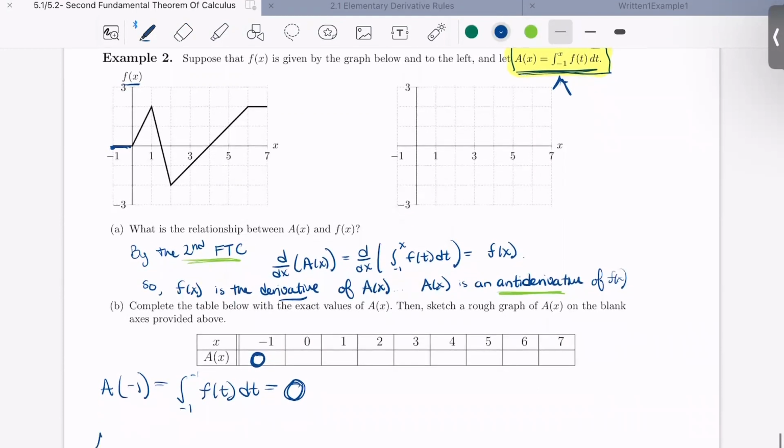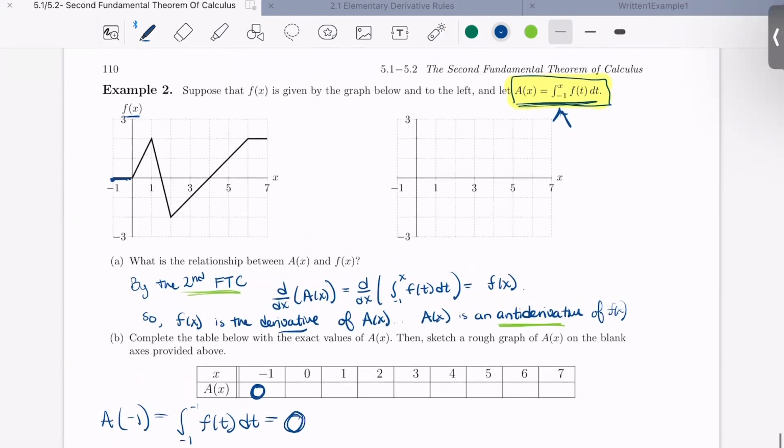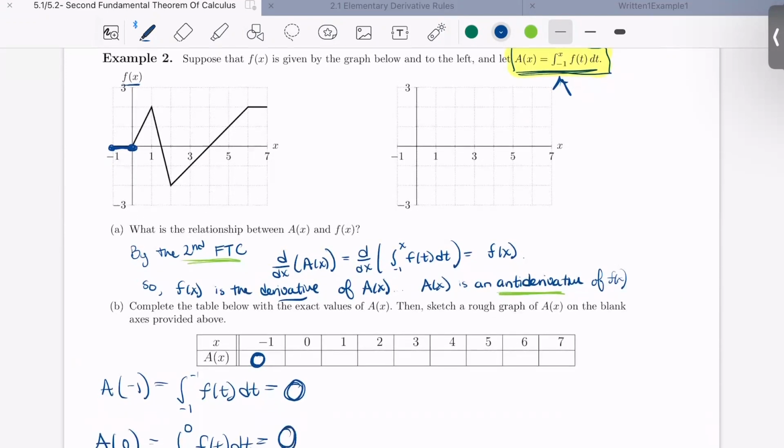Okay, now let's look at A of 0. That's going to be the integral from -1 to 0 of f of t dt. So let's look at our f function. From -1 to 0, our function f of x is at 0. So the area under that curve is also 0 again. There's no area there. Okay, not bad.